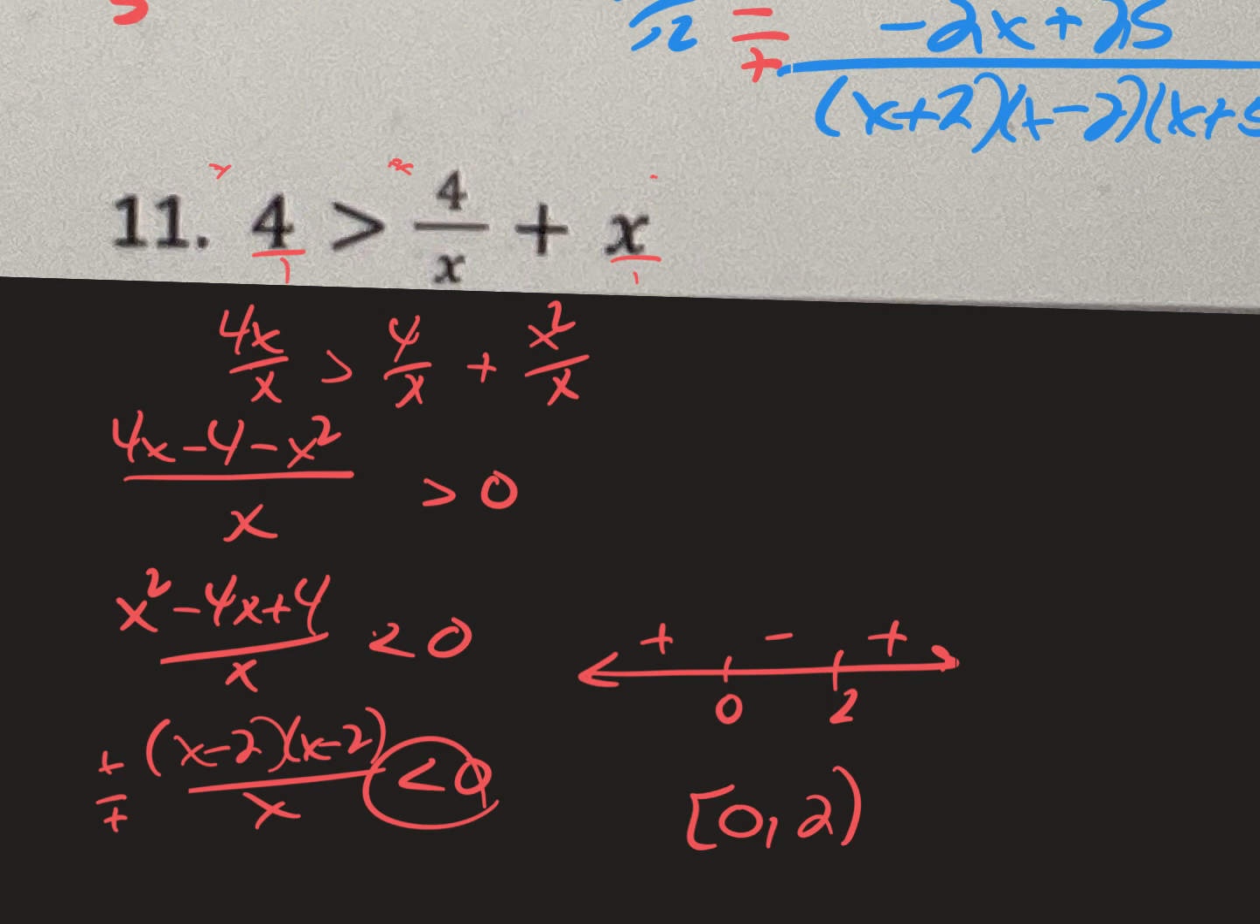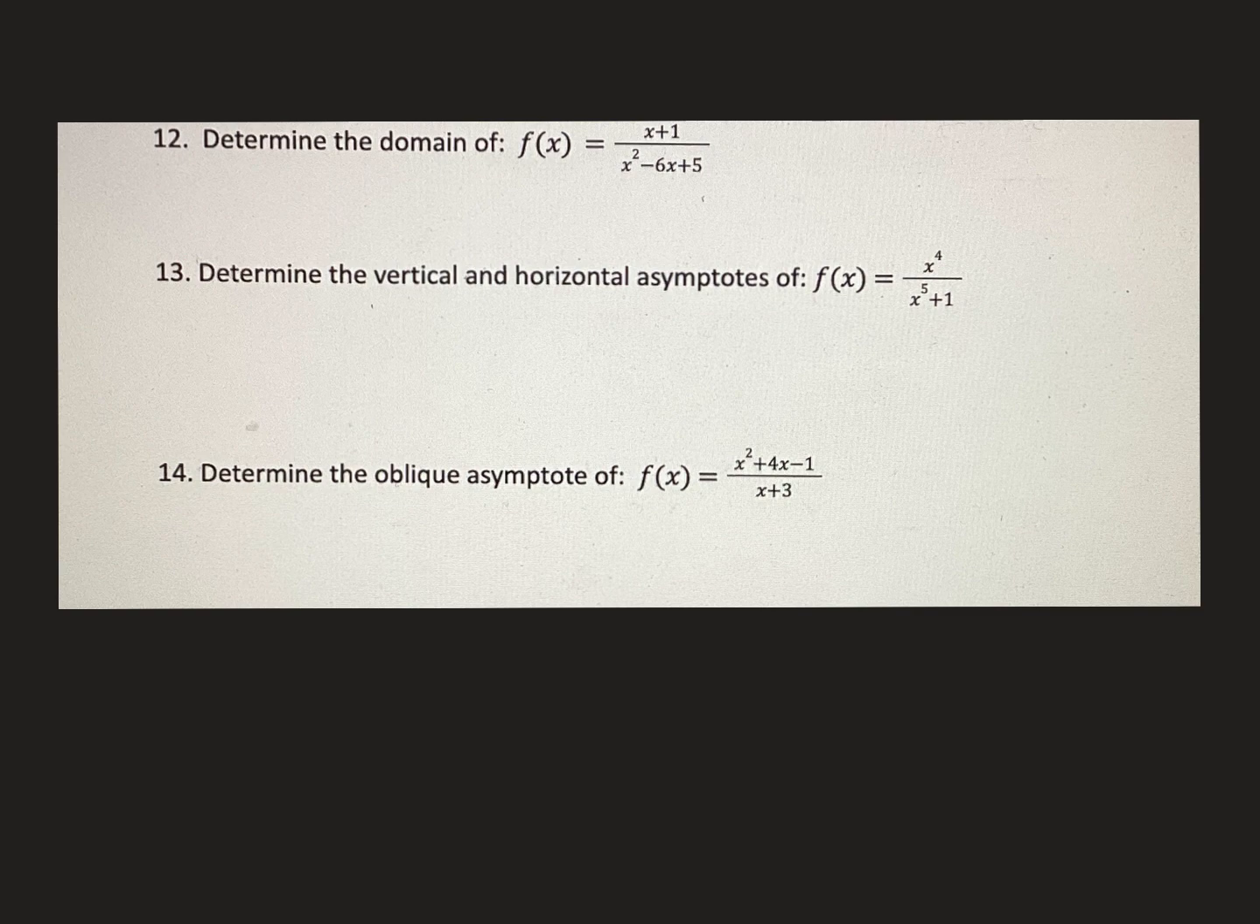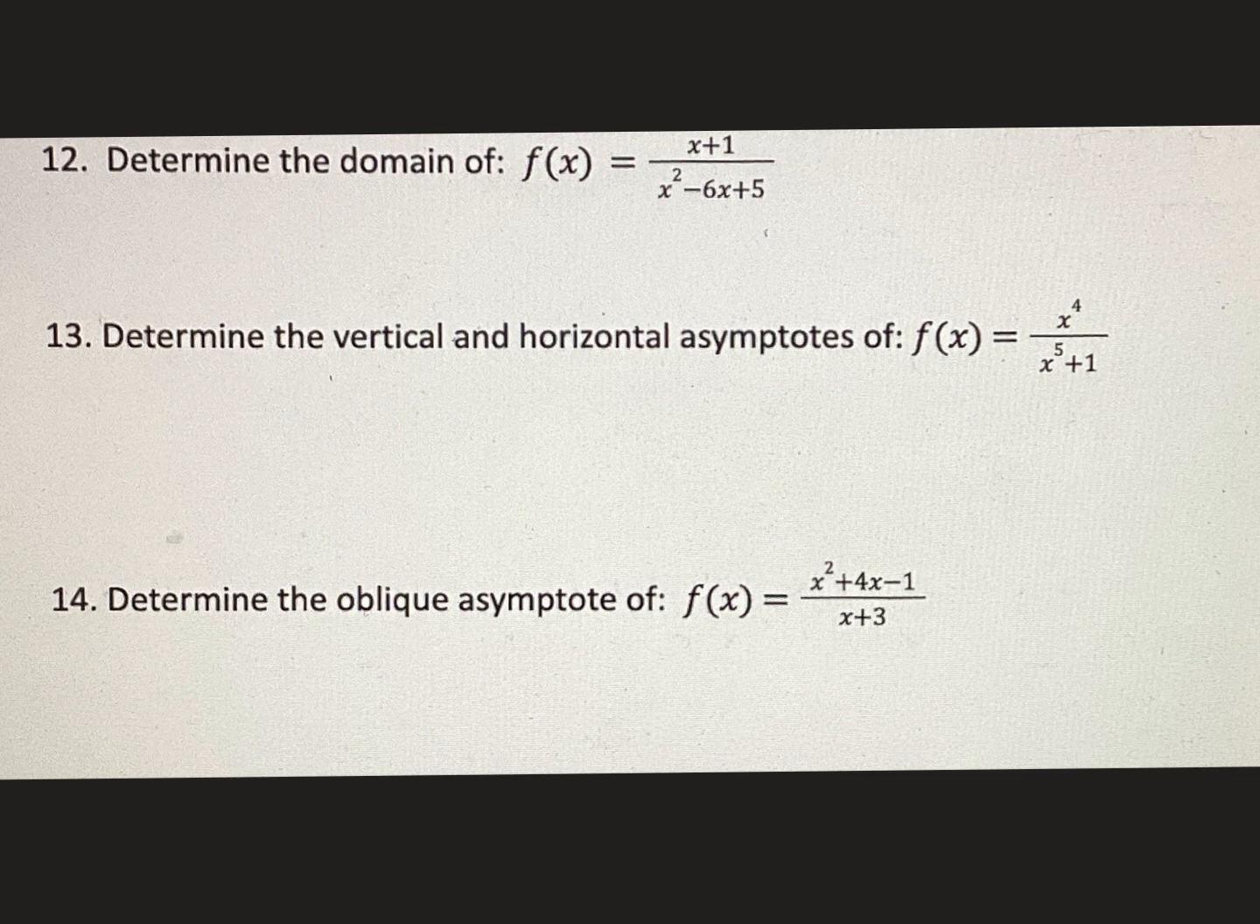I hope that's okay. Number 12, find the domain. Remember, domain is whatever you can put in for x, but you cannot make the bottom 0. So I'm going to factor that denominator, make it x minus 5, x minus 1. So here we go. Domain is all x such that x cannot equal 1 or 5. That's all you've got to do in that one.